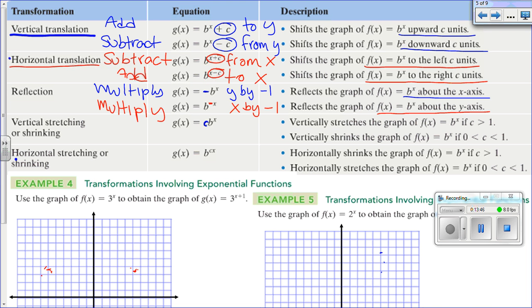All right, so those constants will be outside parentheses. And if that number is greater than 1, that means it will be vertically stretching. If the number is less than 1, but still positive, it will be vertically shrinking. In this case, what you do is you multiply the y value by c.